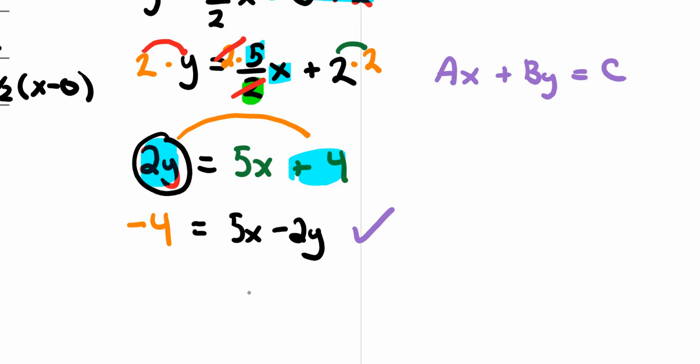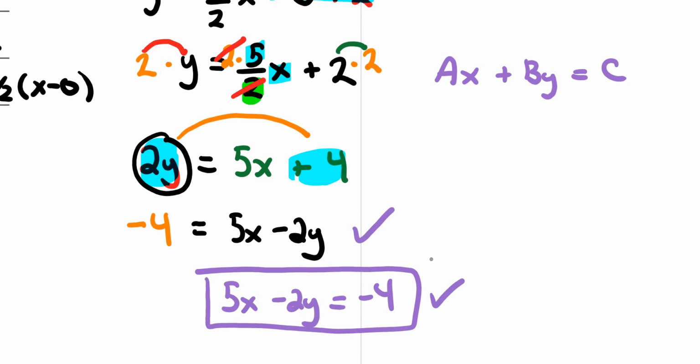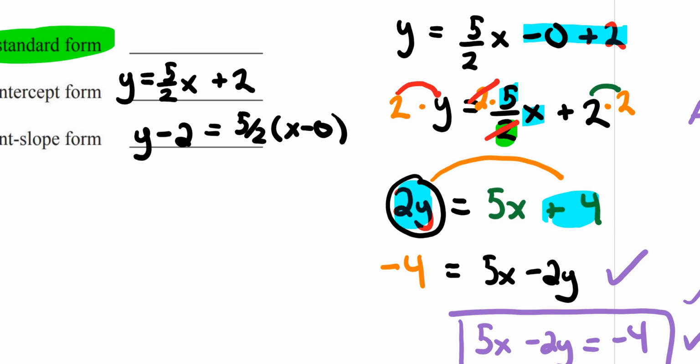This is an acceptable answer. Feel free to write it as 5x minus 2y equals -4. This is also another answer that's acceptable there, and that will line up with the standard form. All right, so that's my final answer there. So I can just write this down as 5x minus 2y equals -4.